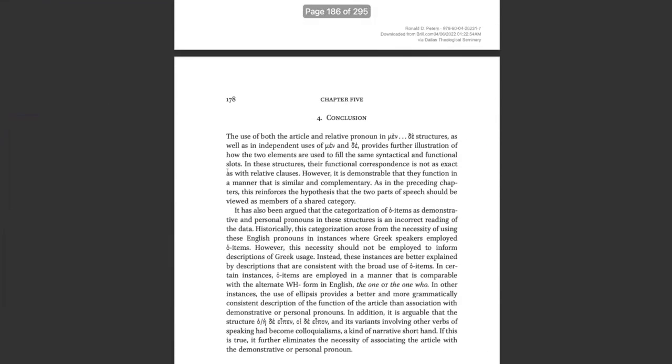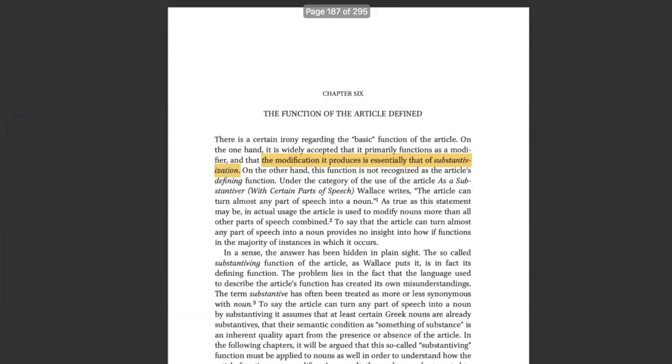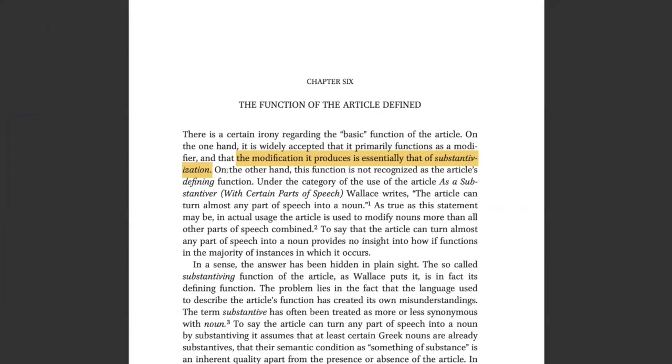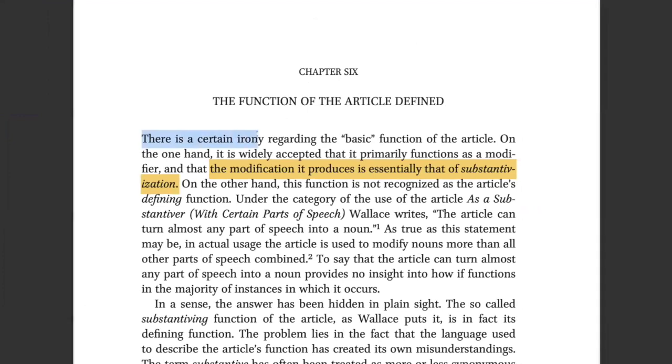So there are basically two different main usages of the article. One is whenever it's modifying something that's not a noun, and the other is when it modifies a noun. Let's first talk about how it functions when it's modifying something not a noun. Here's what he says at the beginning of chapter 6 in his book. He says, there is a certain irony regarding the basic, quote unquote, function of the article. On the one hand, it is widely accepted that it primarily functions as a modifier, and that the modification it produces is essentially that of substantivization. In other words, if you put the article in front of a part of speech that's not a noun, it will make it act like a noun.